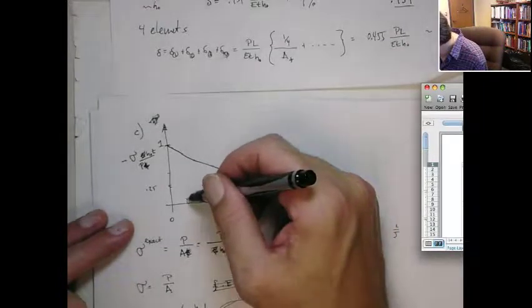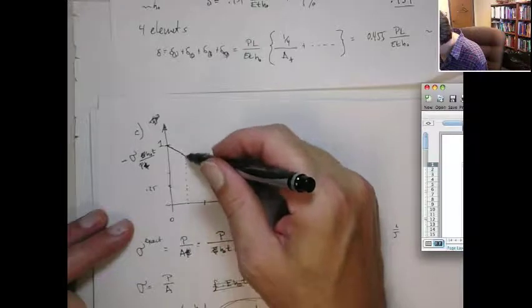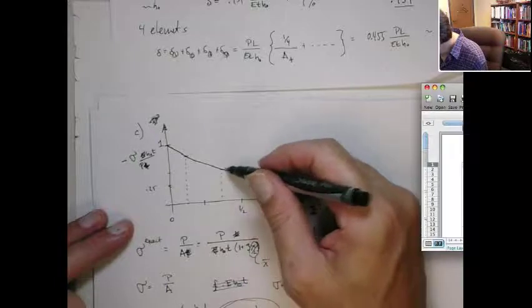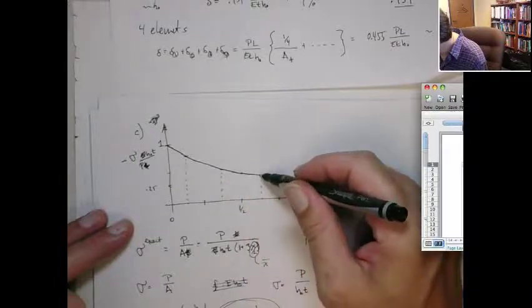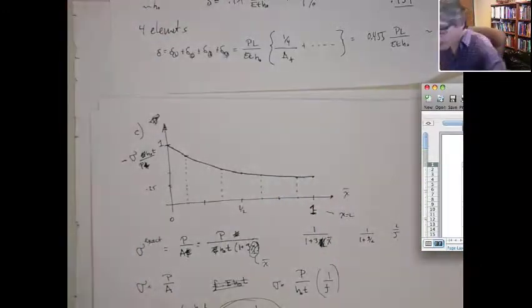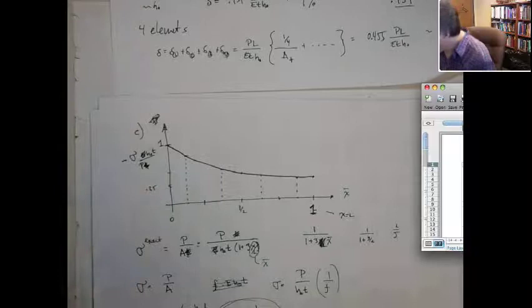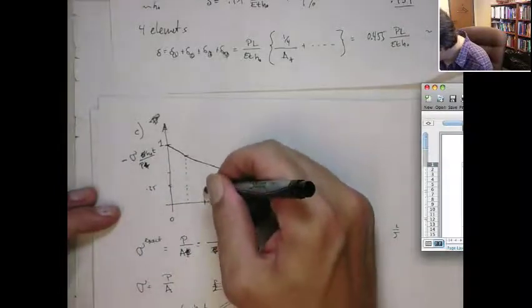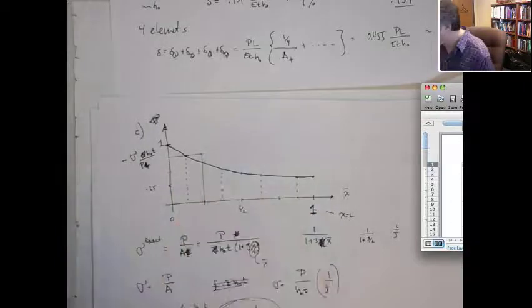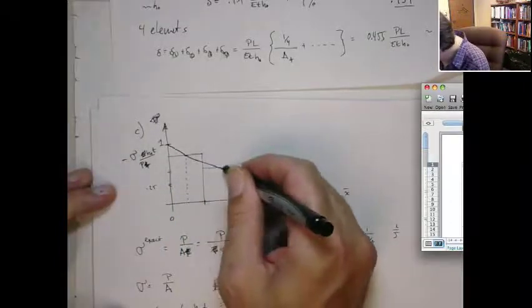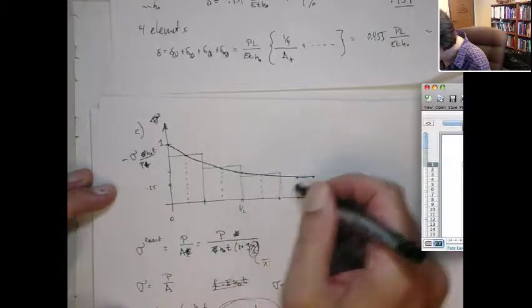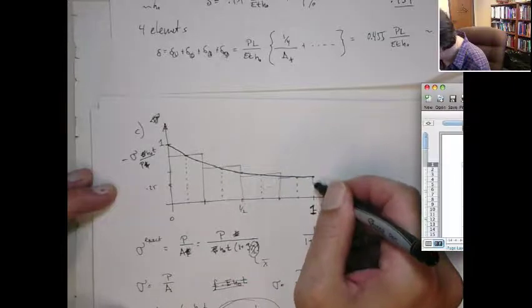So the first element, that's going to be the stress value. The second element, that's going to be the stress value. The third element, that's going to be the stress value. And the fourth element, that's going to be the stress value. So if we plot that, that's the first element. The second element looks like that. The third element as follows, and then the fourth element.